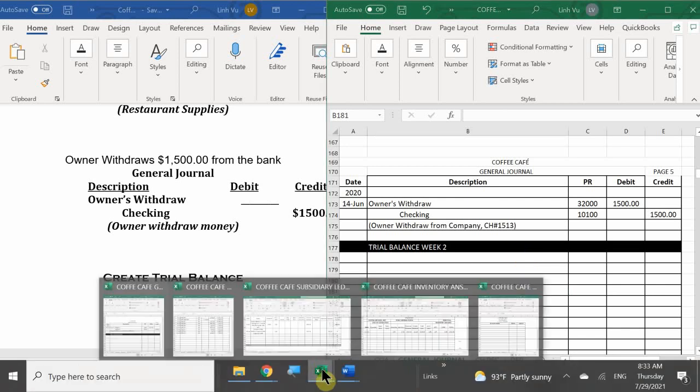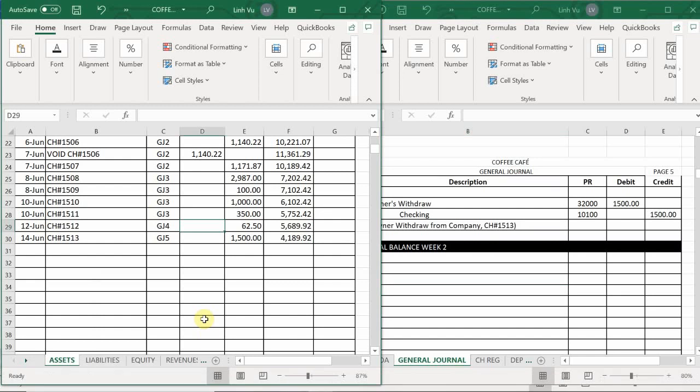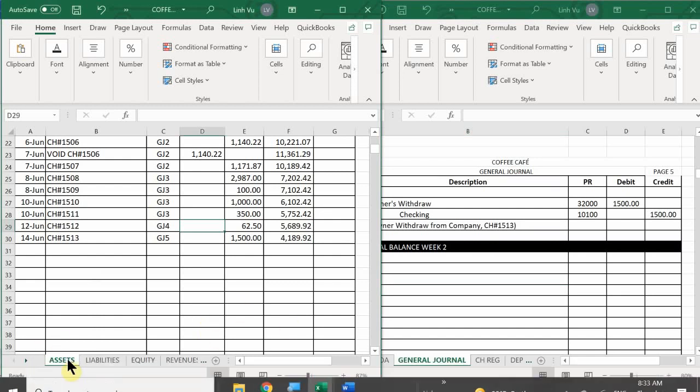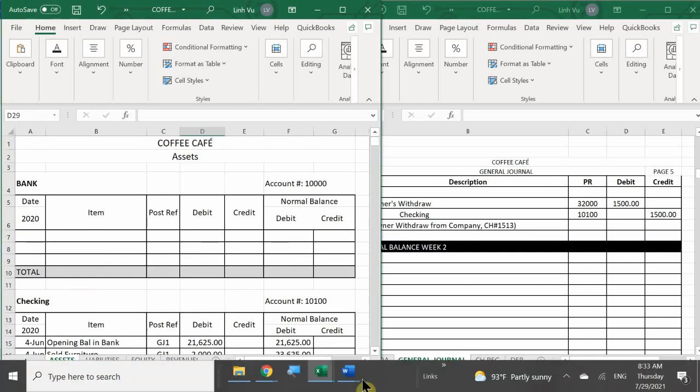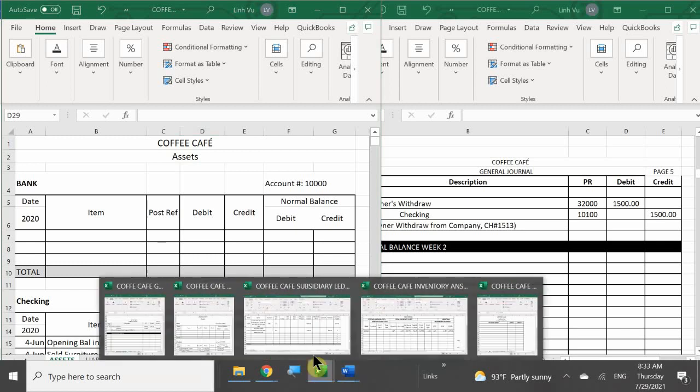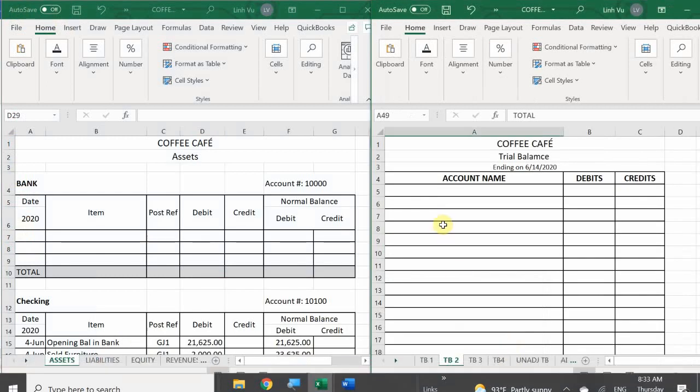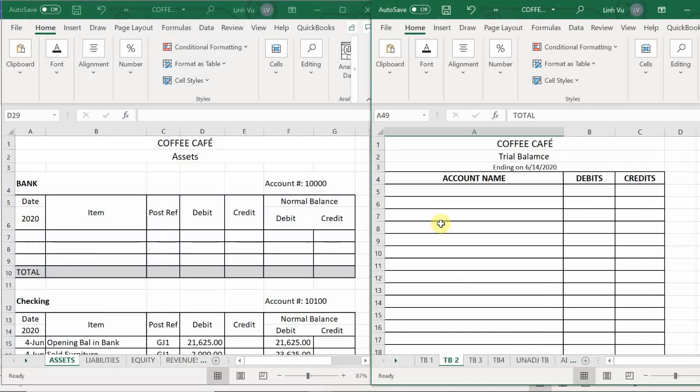In order to do the trial balance, I would just need you guys to have your general ledger and your financial forms. So here's my general ledger, and here is my financial forms. Just like we mentioned before, you're going to go through every single account that exists on your books. Once we go through every single account, that is where we're going to test to see if our debits match our credits.